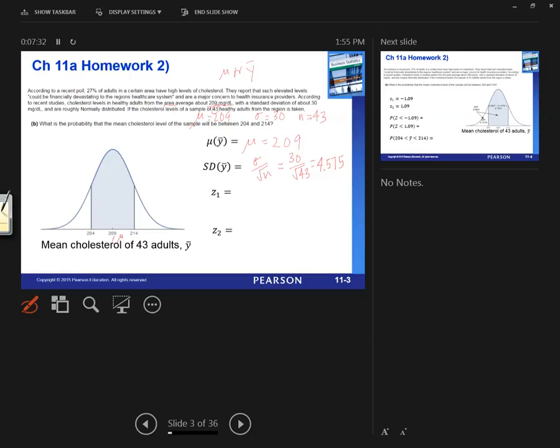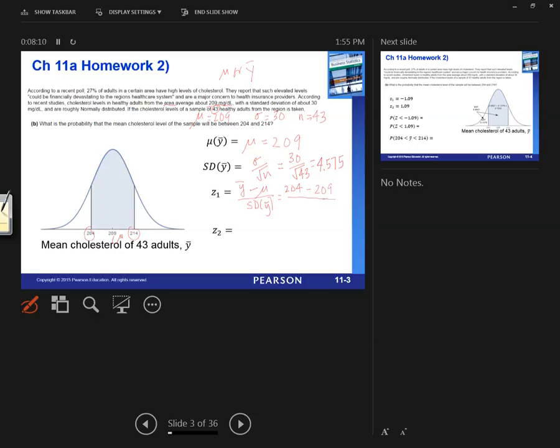Okay, so we're going to get a z-score for this guy, and a z-score for that guy. All right, so let's do 204 first. The actual formula is y bar, we subtract the mean, which is mu, and we divide by the standard deviation. The y bar of interest here, we're interested in if the mean is between 204 and something. So it's going to be 204 minus the mean, which is 209, and divided by the standard deviation.